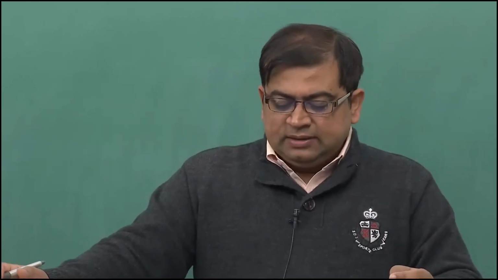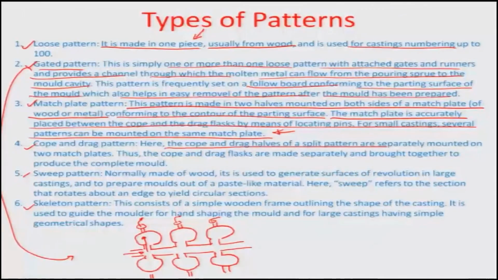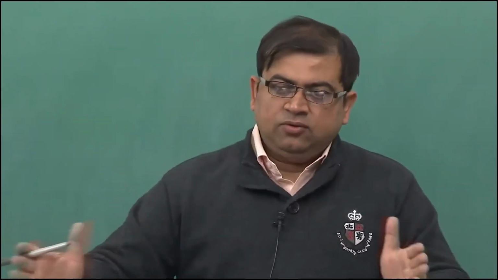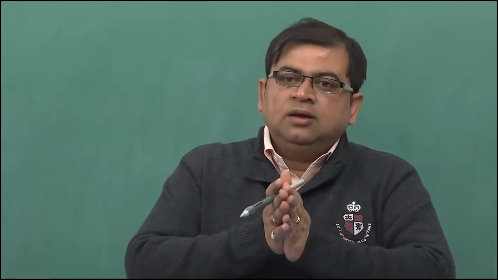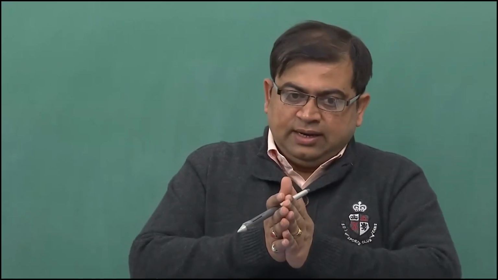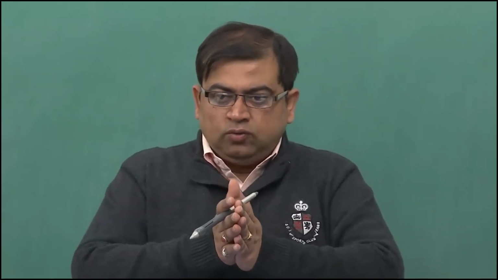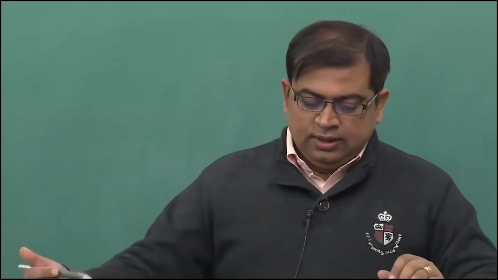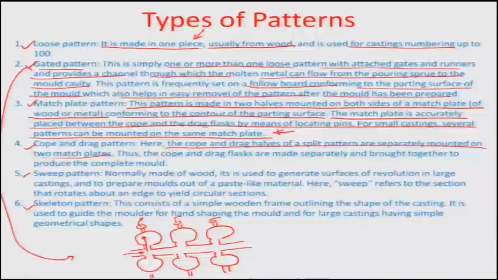Then there are cope and drag patterns. Here the cope and drag halves of split patterns are separately mounted on two match plates. So, instead of one match plate, you are doing two different match plates. One match plate goes into the cope half, another match plate goes into the drag half, and you have ensured that the match plate has been fabricated in a manner so that it has exact one to one synergy of the components on the half patterns on both sides of the matching plate. So, all it needs is to match the upper half of the plate with the lower half of the plate, and then cast and then remove the plates, so that there is a cavity which is formulated.